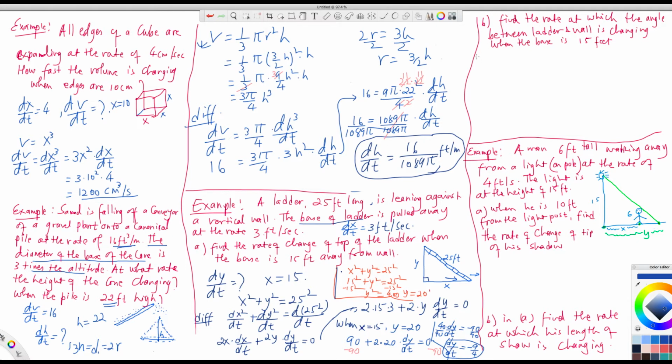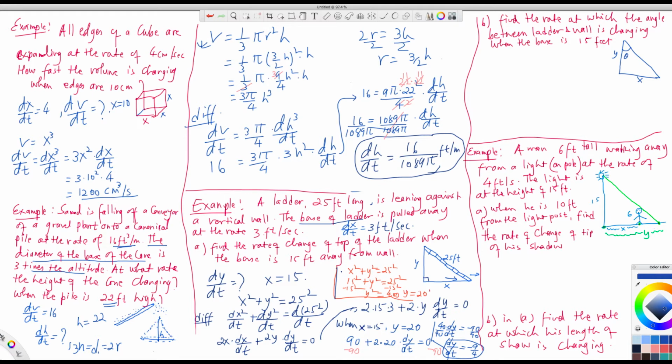Another question related to the same example is: find the rate at which the angle between the ladder and the wall is changing. Let us make the figure for that. So this is x, this is y, right? And you need to find out how fast this is changing. Let's say this is theta, while it's changing when the base is 15 feet.